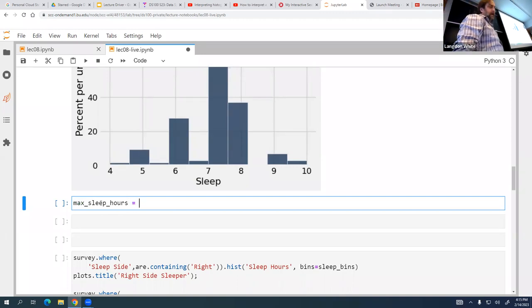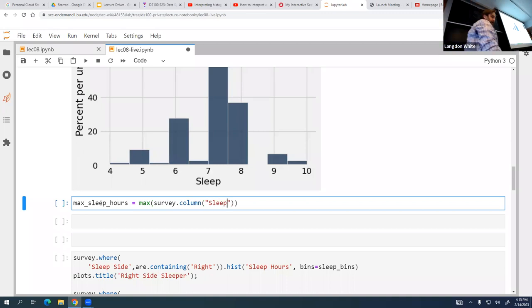So, how would I find out the maximum number of hours that any person slept using a function? I can tell by looking at this histogram, but let's say I want the number. Right, so max, survey, oops, column.